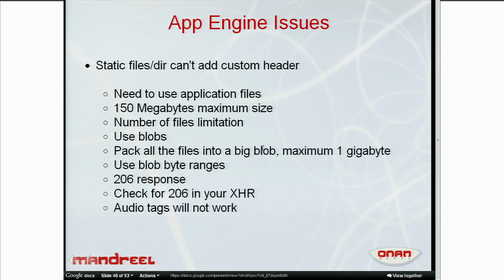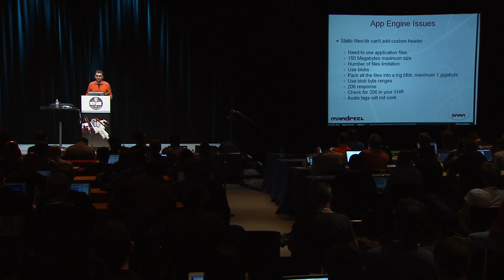So how did we solve that? We use blobs. We pack all the files into a big blob. The maximum is 1 gigabyte, and we use blob byte ranges to serve those files. But what's the problem? When you're using blob byte ranges, you get a 206 response. It's okay, you're writing the code, so you just check for that in your XMLHttpRequest. But if you want to use audio tags, it doesn't work. So for some games, we used the normal application files for the audio, but for the rest of the files, we used blob byte ranges.